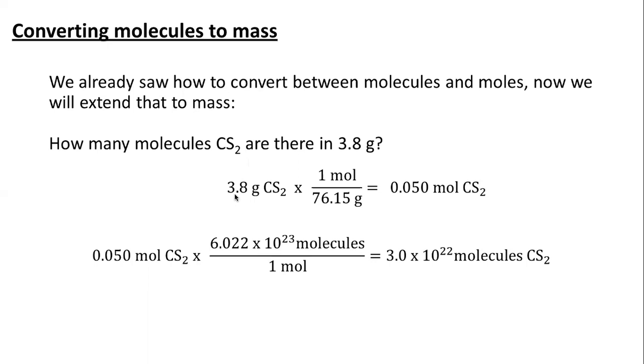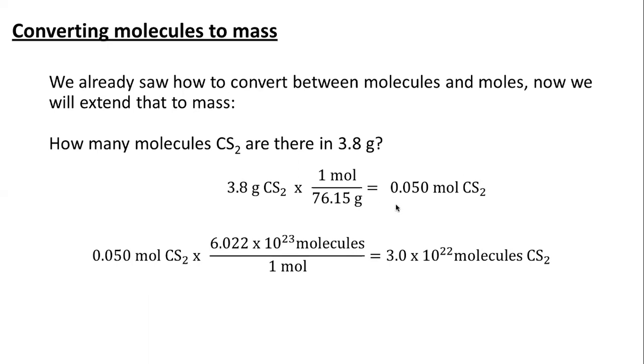So we have 3.8 grams, and we are going to use the same molar mass. So we have our moles at the top and our grams at the bottom. What goes up must come down. If we divide 3.8 grams by 76.15 grams, we get 0.050 moles. But we also have a conversion factor from molecules to moles. So let's see what that looks like.